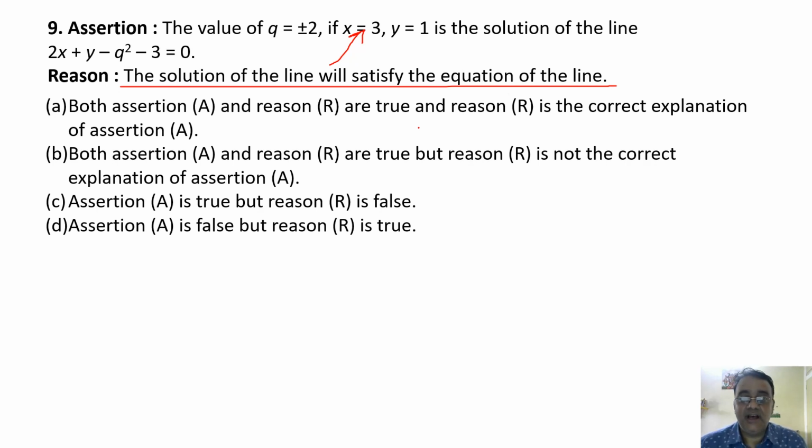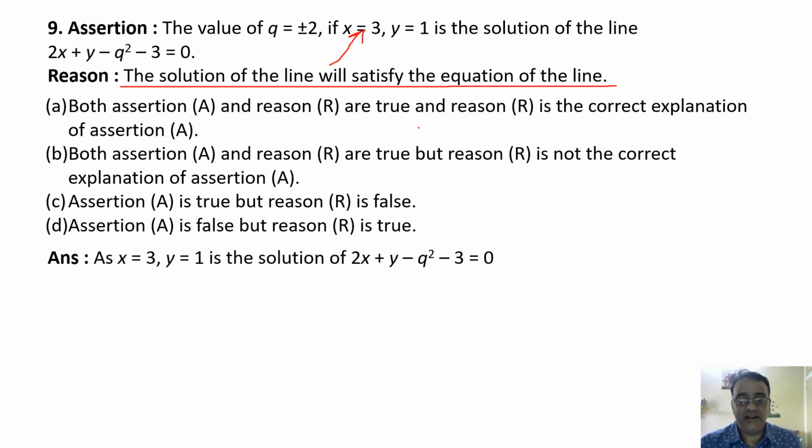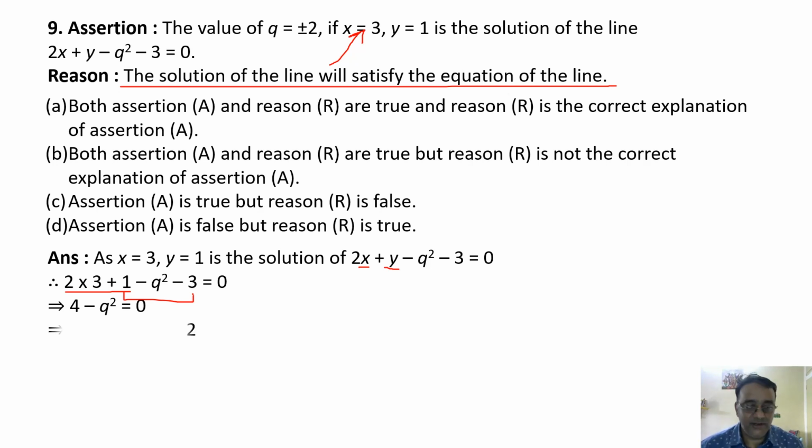So now as x is equal to 3 and y is equal to 1 is the solution of the line, it will satisfy the equation. Right. So now we are going to substitute x is equal to 3 and y is equal to 1. After substituting, we get 6 plus 1, 7, minus 3, 4. So 4 minus q square is equal to 0. So that means q square is equal to 4. So q square is equal to 4 means what is the value of q? Plus minus 2. Very good, plus minus 2.